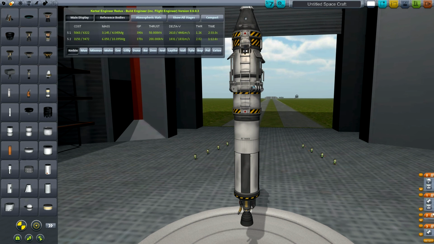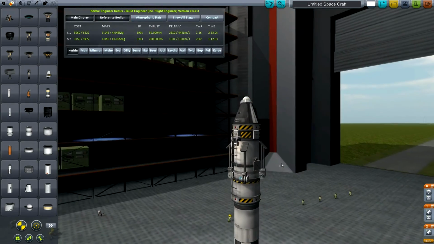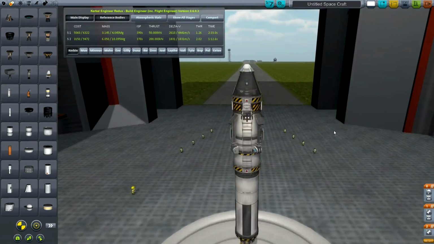I'm going to try separating out this staging a little bit and see if it has an effect on the delta V readouts. No, it doesn't. Oh well, worth a check. Again, always experiment. Kerbal Space Program encourages you to experiment.